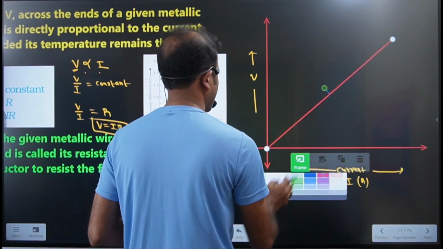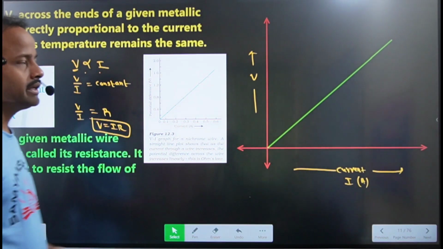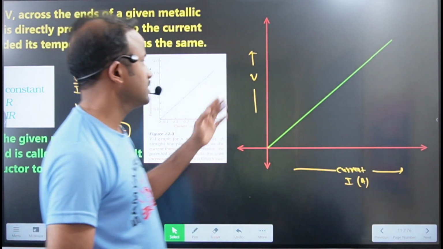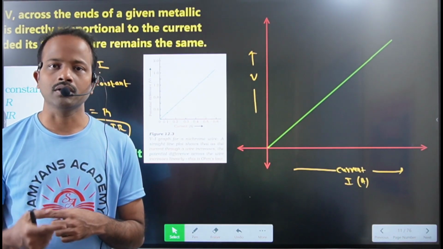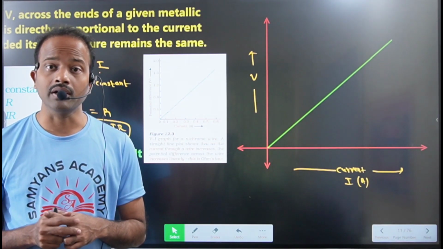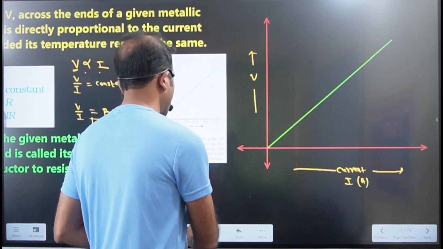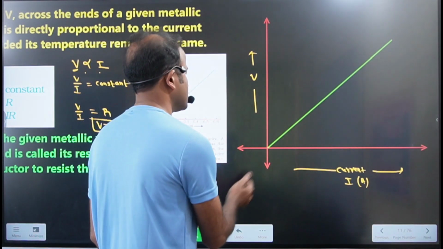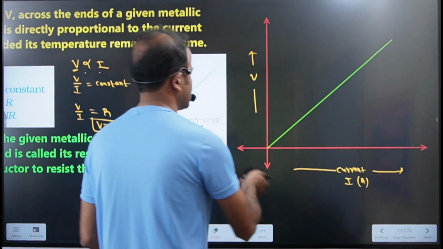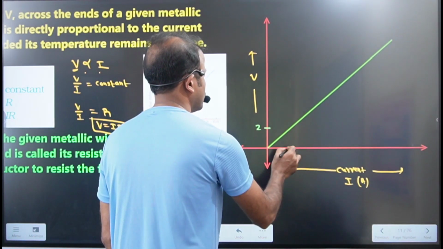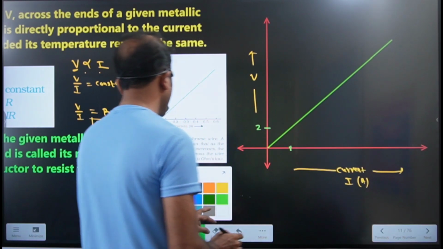Now you see, this linear graph indicates that there is a relationship between the voltage and the current. When the value of voltage increases, the flow of current also increases proportionally. So for example, I will explain here. This is an example of the nichrome wire they have taken in the textbook, but I am taking a general example here. At 2 volts, let us assume the current is 2 amperes.